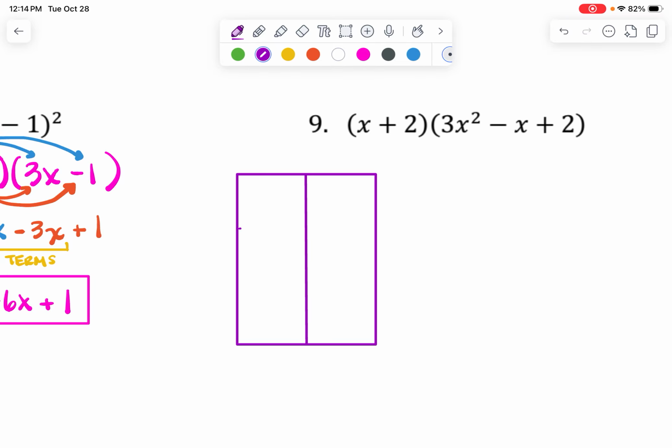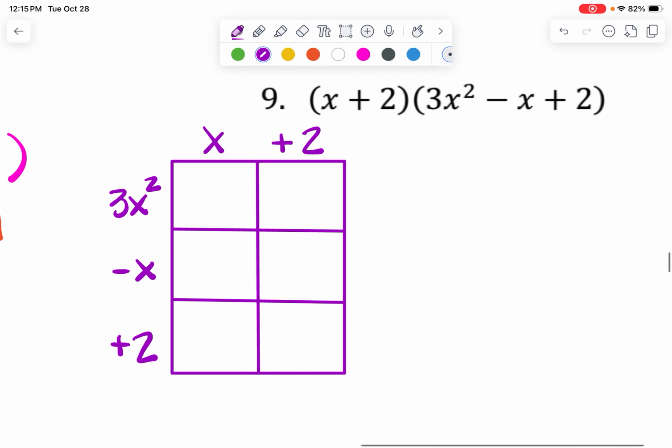So I'm going to do 2 columns and 3 rows. You could, of course, go vice versa. All right. So I'm going to put my binomial on the top just because I made it 2 columns, and then I'm going to put my trinomial down the side because I made 3 rows. There we go. And then I'm just going to multiply to get the boxes inside.